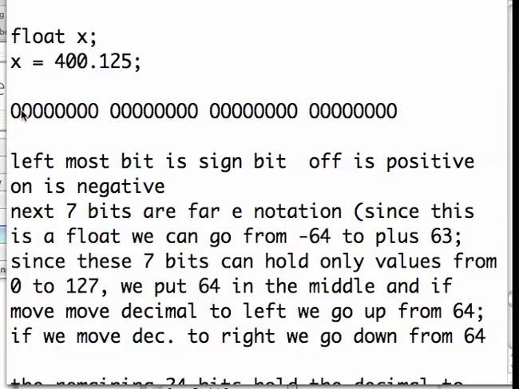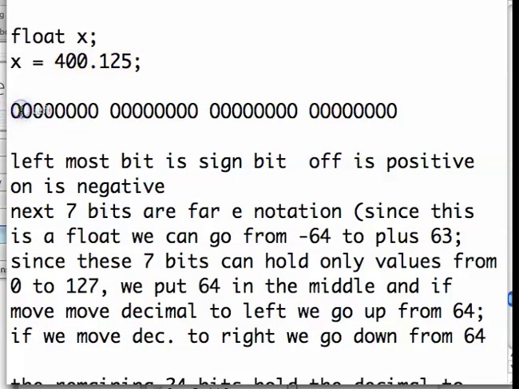Okay, right here are the four bytes. And we are looking at 8 bits inside each of the 4 bytes. And I will tell you now, this particular bit here is a sign bit. If it's off, the value we're storing is positive. If it's on, the value we're storing is negative. In this case, since 400.125 is a positive number, we're going to go ahead and leave this bit off.